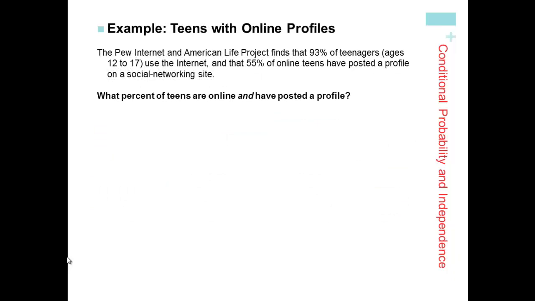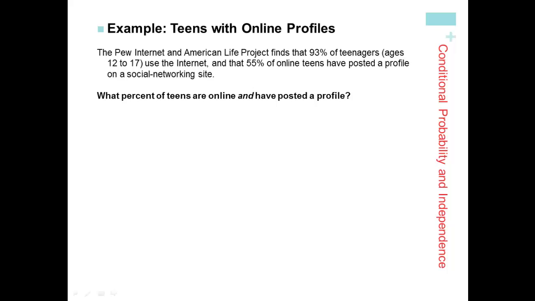Teens with online profiles. The Pew Internet and American Life Project found that 93% of teenagers ages 12 to 17 use the internet, and that 55% of the online teens have posted a profile on a social networking site. What percent of teens are online and have a posted profile?